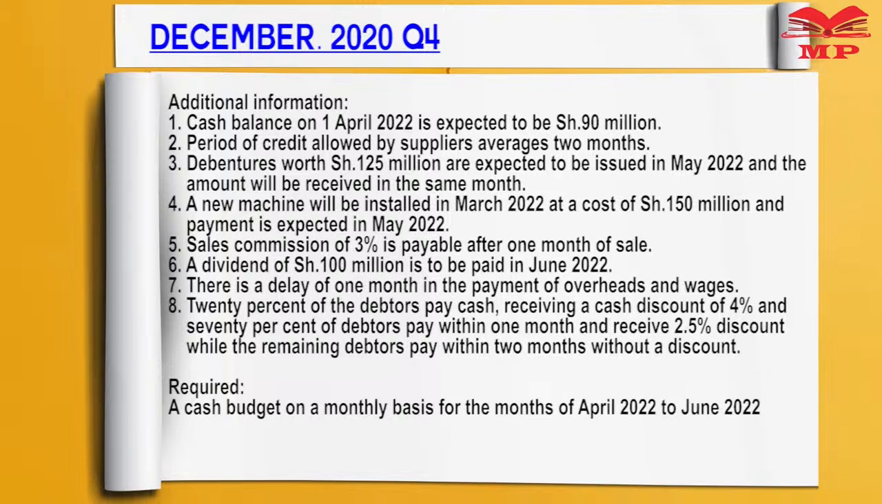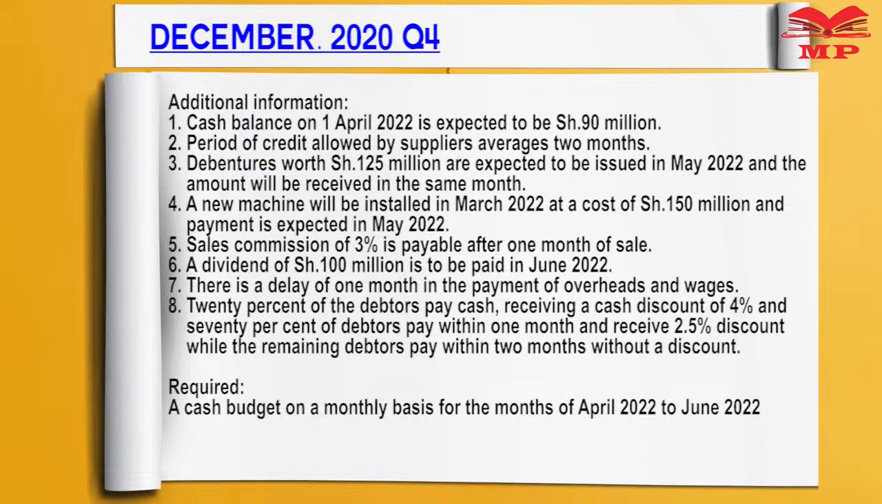Note number 1, cash balance on 1st April 2022 is expected to be 90 million shillings. Note number 2, period of credit allowed by suppliers averages 2 months. Note number 3, debentures worth 125 million are expected to be issued in May 2022, and the amount will be received in the same month. Number 4, a new machine will be installed in March 2022 at a cost of 150 million, and payment is expected in the month of May 2022.